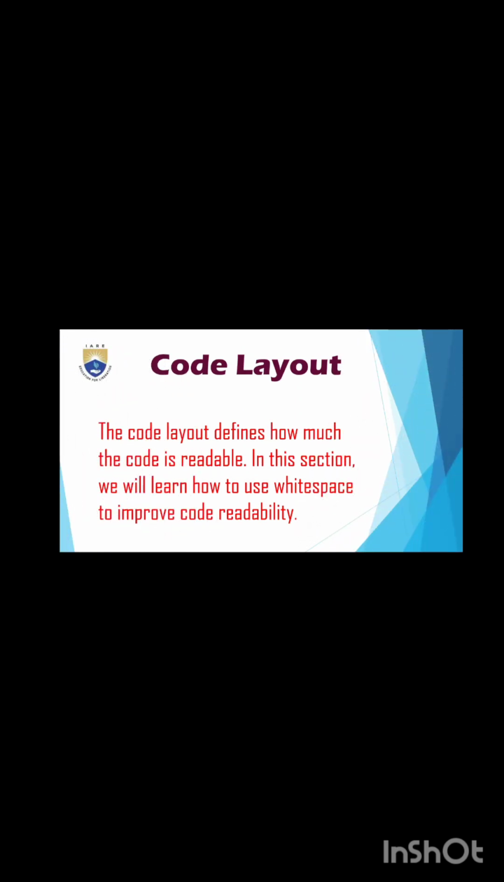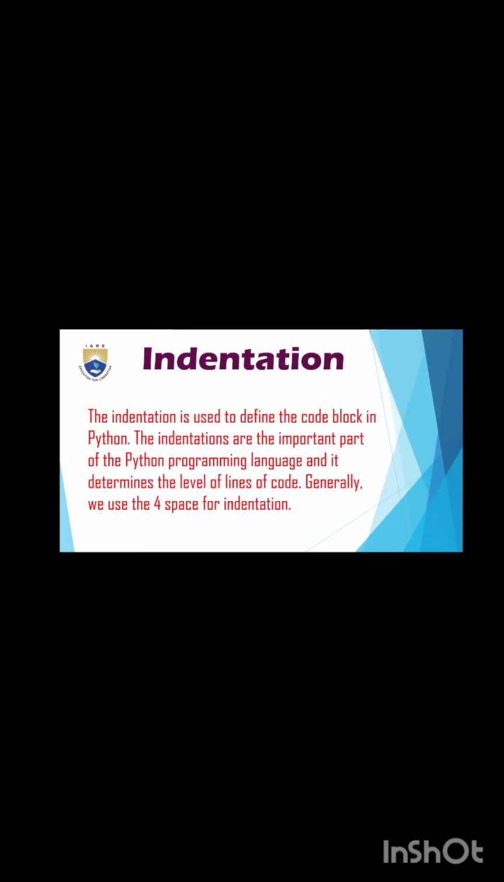It's a code layout. The code layout defines how readable the code is. In this section, we will learn how to use white space to improve code readability. Now, indentation. Indentation is used to define the code block in Python. Indentation is an important part of the Python programming language and it determines the level of lines of code. Generally, we use 4 spaces for indentation.